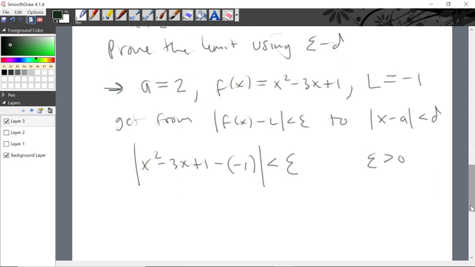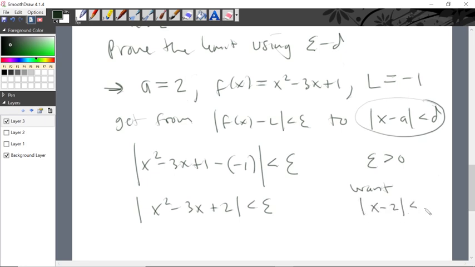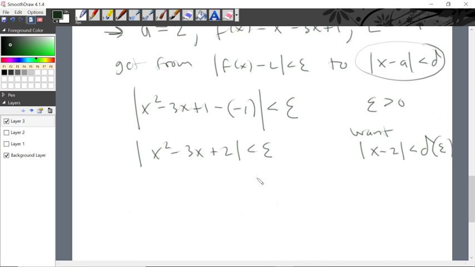Okay. All right, let's clean this up a bit. We've got x squared minus 3x plus 1 is plus 2, and then that is less than epsilon. What do we want? Okay, we want a statement that looks like this, where a is equal to 2. So we want a statement that looks like the absolute value of x minus 2 is less than some function of epsilon. That's what we want. Okay, let's see if we can get that now.